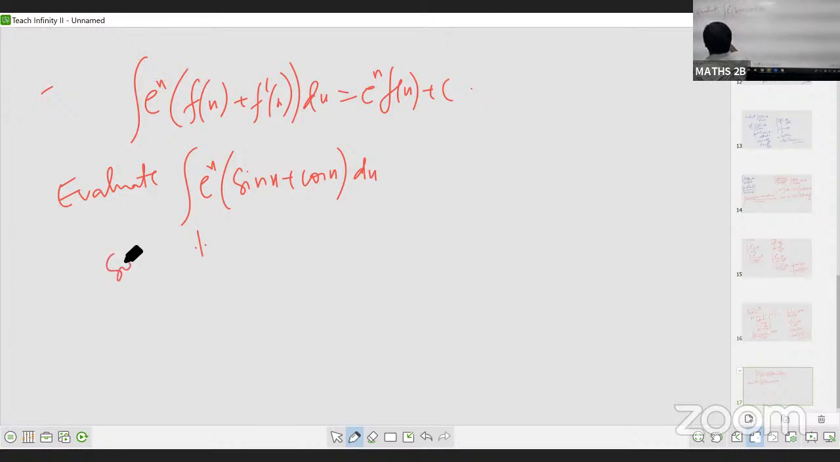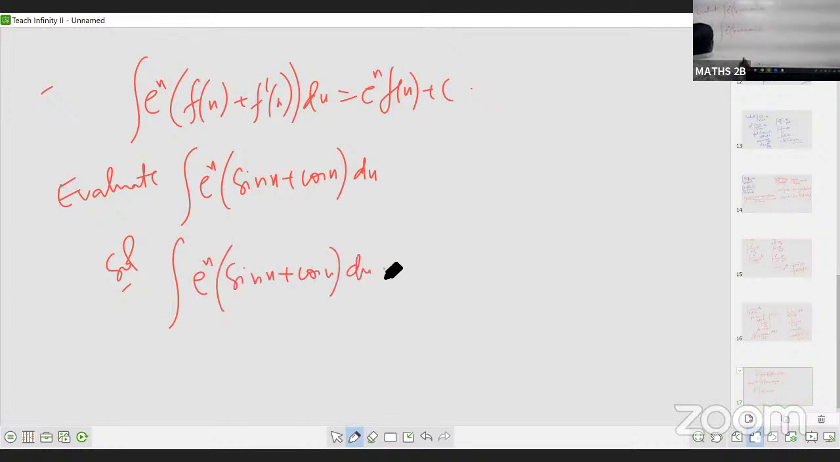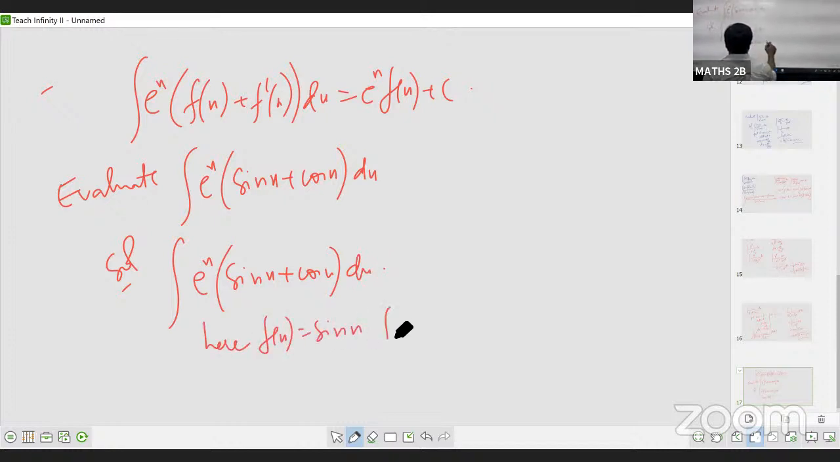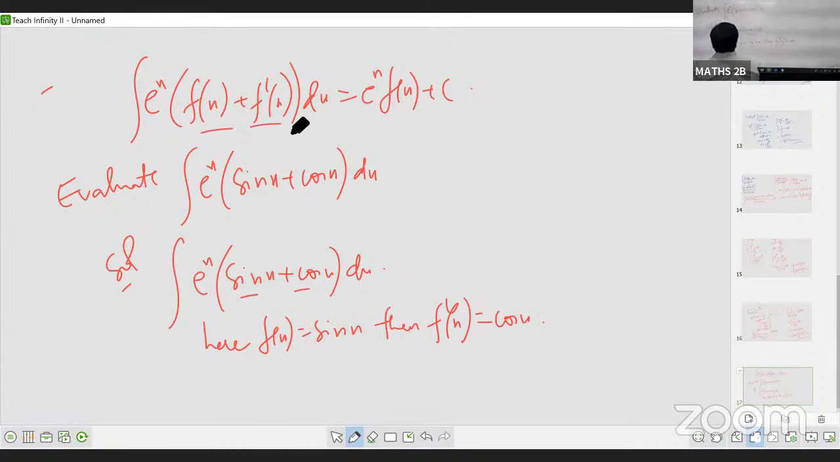Now solution. Integration of e power x into sin x plus cos x dx. So here f of x is what? Sin x. Then f dash of x is its derivative, cos x. They are side by side according to this formula. And what should I write? e power x into f of x is e power x sin x plus c. Is it clear? Right.